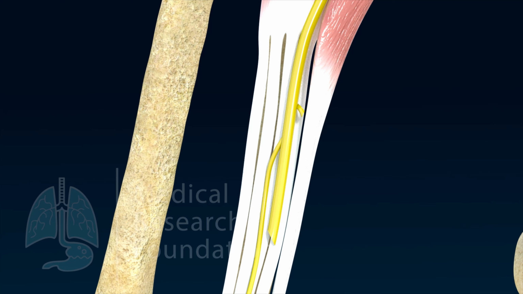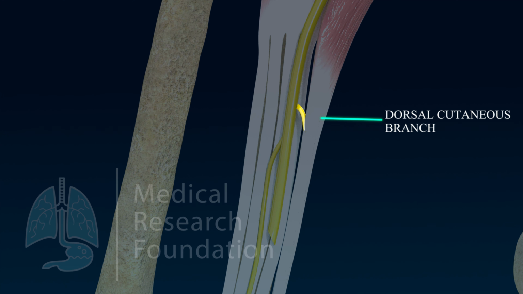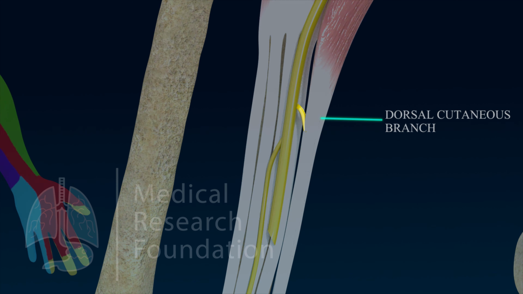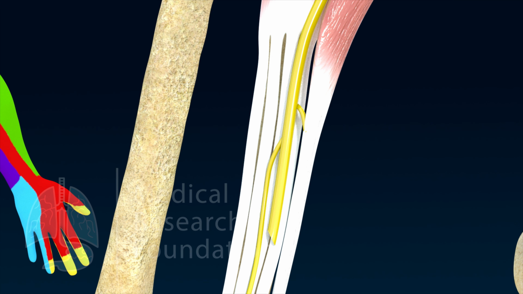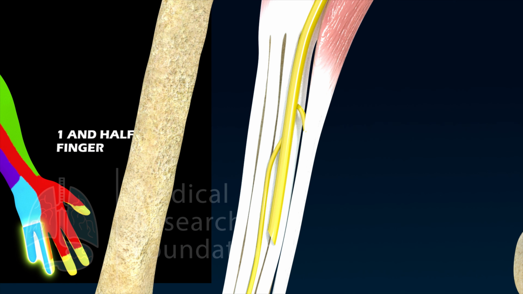In the distal forearm, about 5 centimeters proximal to the wrist, it gives off dorsal cutaneous branch, which provides sensory innervation to the skin over the medial third of the dorsum of the hand and medial 1.5 fingers.